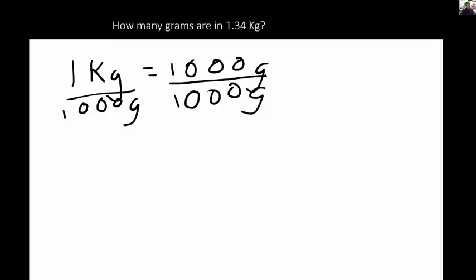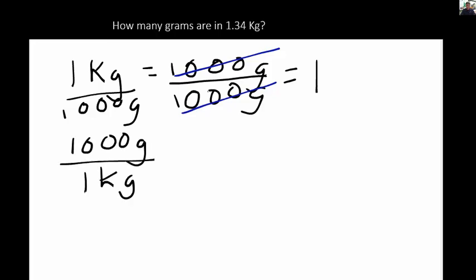In math, when I divide anything by itself, that cancels, and I'm left with the number 1. So I have a fraction. 1 kilogram over 1,000 grams is equal to the number 1. And I could have done the reverse. I could have divided both sides by kilograms. I would have ended up with the inverse of that, which is 1,000 grams over 1 kilogram. This is equal to the number 1.